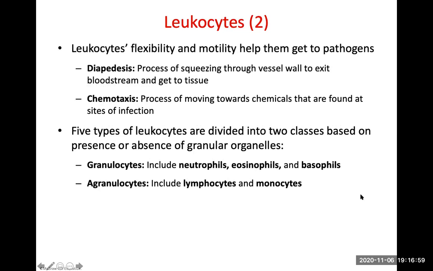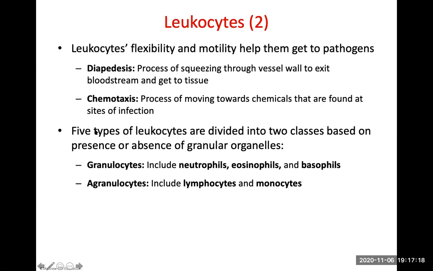The leukocytes' flexibility and motility help them get to the pathogens. Diapedesis is the word we use for the process of them squeezing through a blood vessel wall to exit the bloodstream to get to a tissue. And chemotaxis is the process of moving towards chemicals that are found at the site of infection.